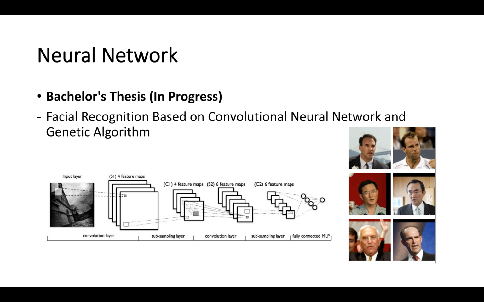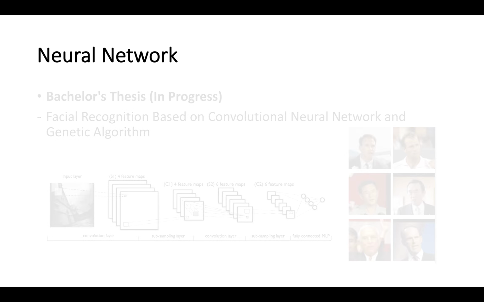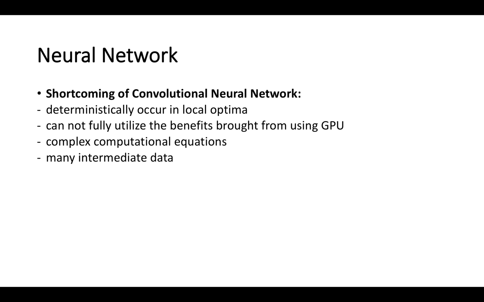My current research efforts and graduating thesis center on facial recognition. I'm planning to take the convolutional neural network approach. Convolutional neural networks are generally trained by error propagation. However, backpropagation algorithm actually has some drawbacks. First, backpropagation algorithm deterministically occurs in local optima, making it hard to get global optima, especially if a large search space is required for optimal solution.